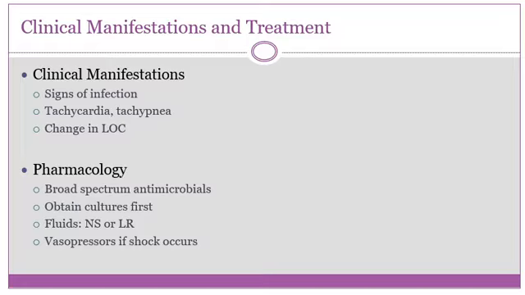If we're going to start an antibiotic, we need to get our cultures first. So we need blood cultures, urine cultures, sputum cultures, the culture of that wound, whatever cultures we need. We always get our cultures first, followed by our broad spectrum antibiotics. We're going to give them fluid, normal saline or LR, so that is the standard. And if we need to and shock occurs, we're going to start vasopressors. So we will speak more to that in our shock lecture, which is the one to follow this one.